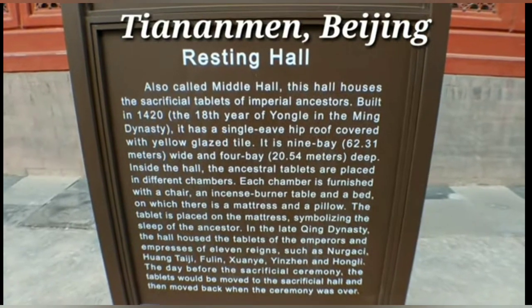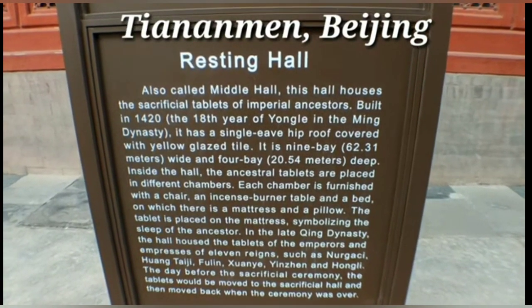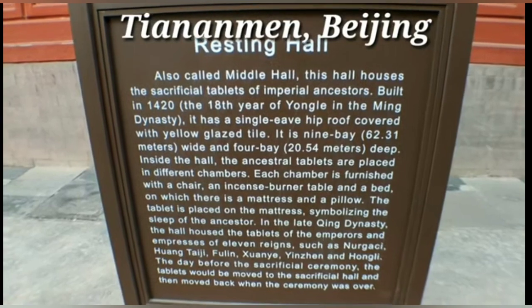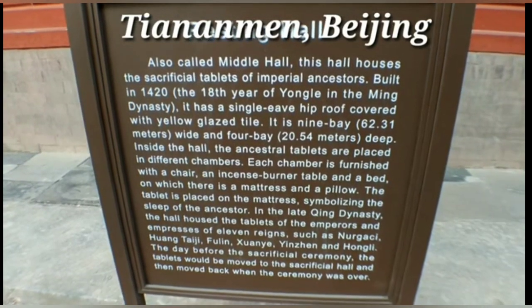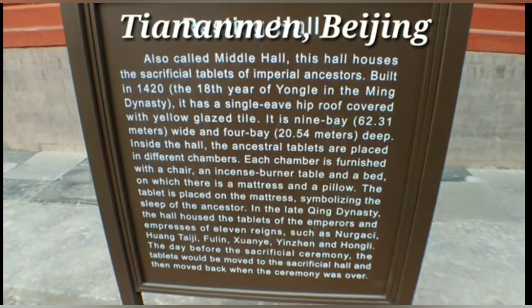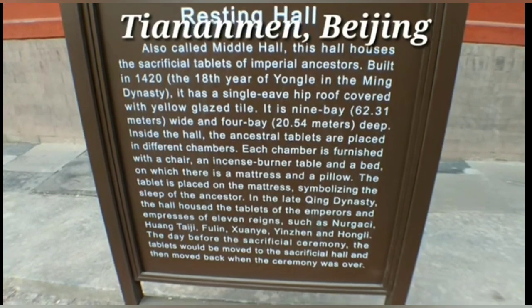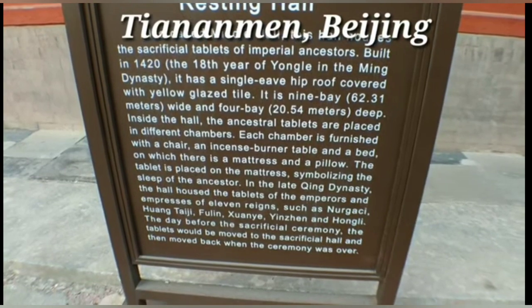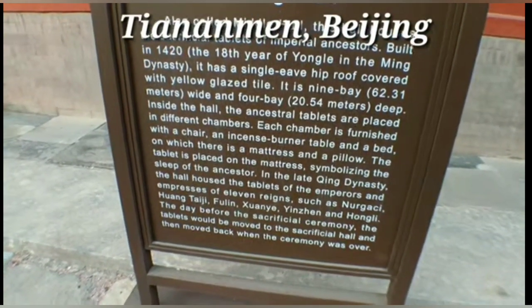And this, you can see here, is called the resting hall. When you enter, some of these places are not open to the public. Some of them you can enter, but there's a certain place where you will end. You cannot go further because they are trying to preserve the equipment, and some of the monuments that are still inside Tiananmen Square.